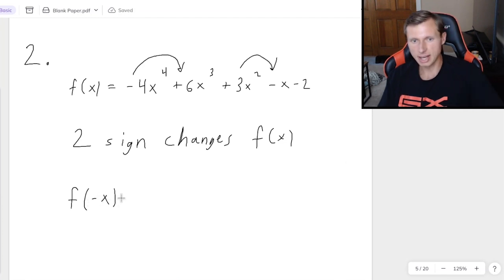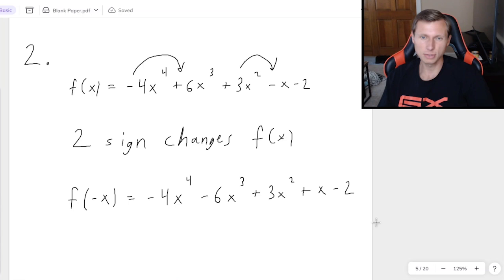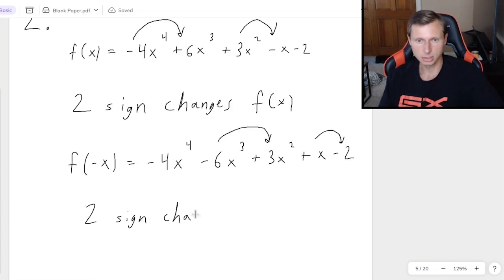Then we have to find f of negative x. Remember, I keep all my even degrees the same, but I flip the sign on all my odd degrees. And we'll get negative 4x to the fourth minus 6x cubed plus 3x squared plus x minus 2. How many sign changes does this one have? So negative to positive, that's 1, to positive to negative. So that's 2 again. 2 sign changes for f of negative x. That means a maximum of 2 negative real solutions.